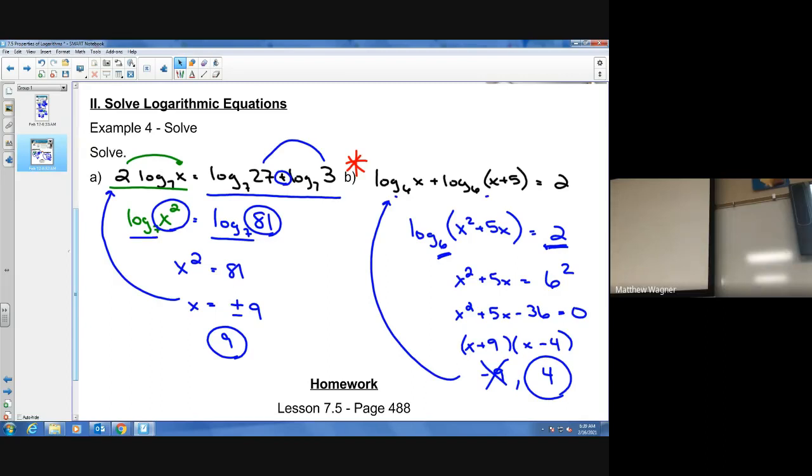6 squared equals x squared plus 5x. Okay? And I guarantee you probably 25% of people are going to screw it up on a quiz. And they're just going to say x squared plus 5x equals 2. And then they're not going to get nice answers. Okay? If you do this correctly, you will get nice answers in the factored expression.